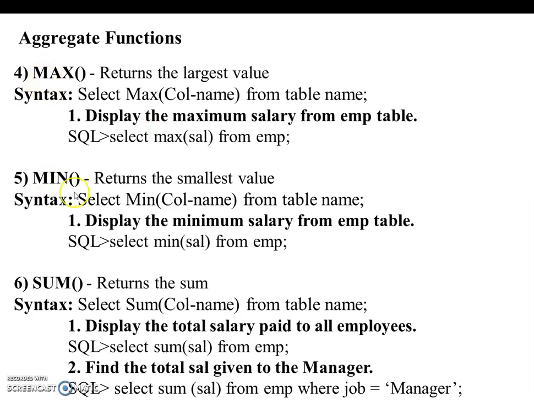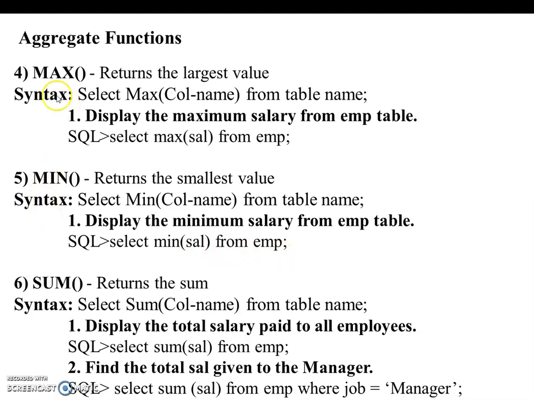Next, like max we have a min function. Max returns the largest value but min returns the smallest value, and the syntax is similar, only the keywords max and min differ. So to find out the minimum salary of the employee table we have to write the query as select min of sal from EMP.